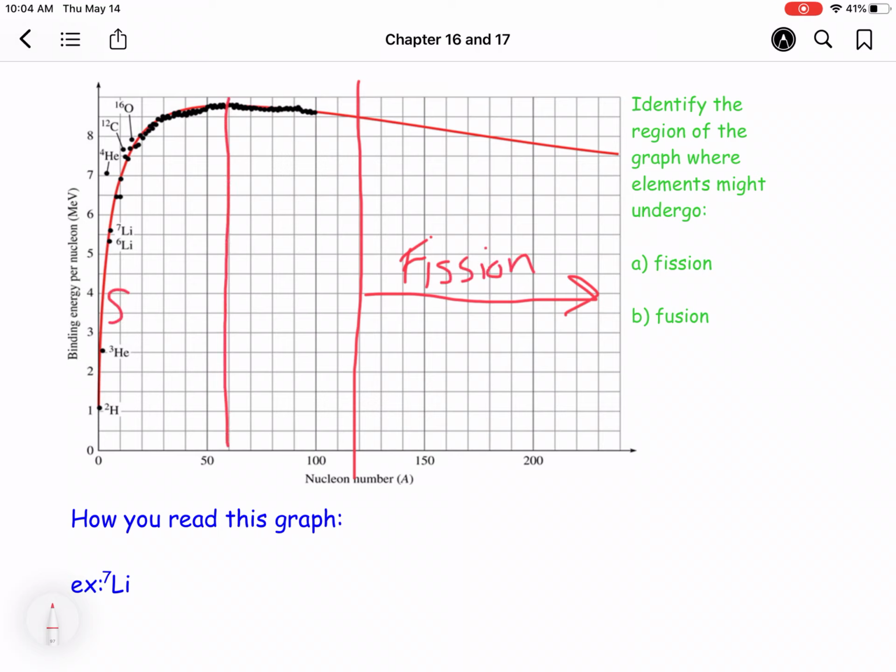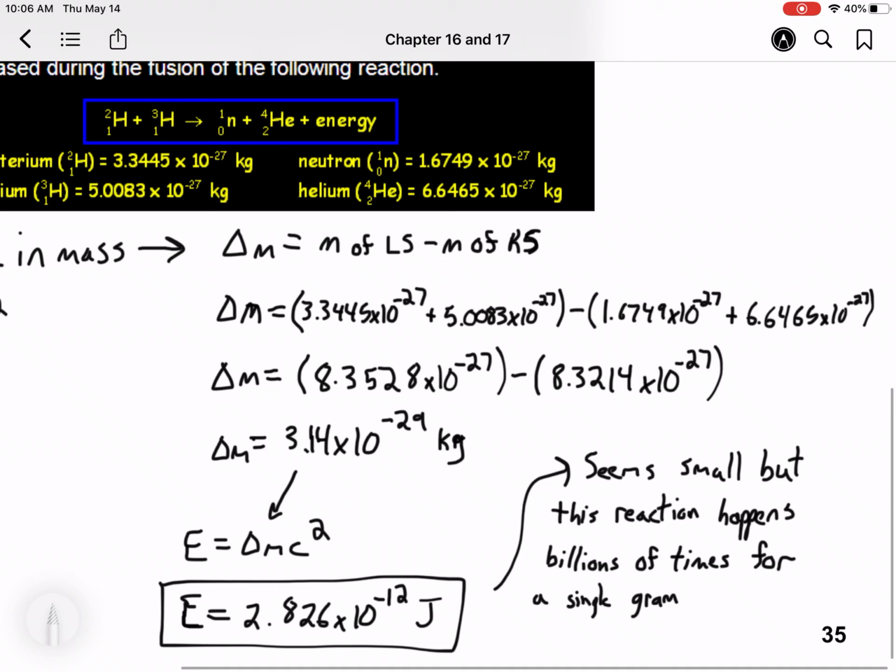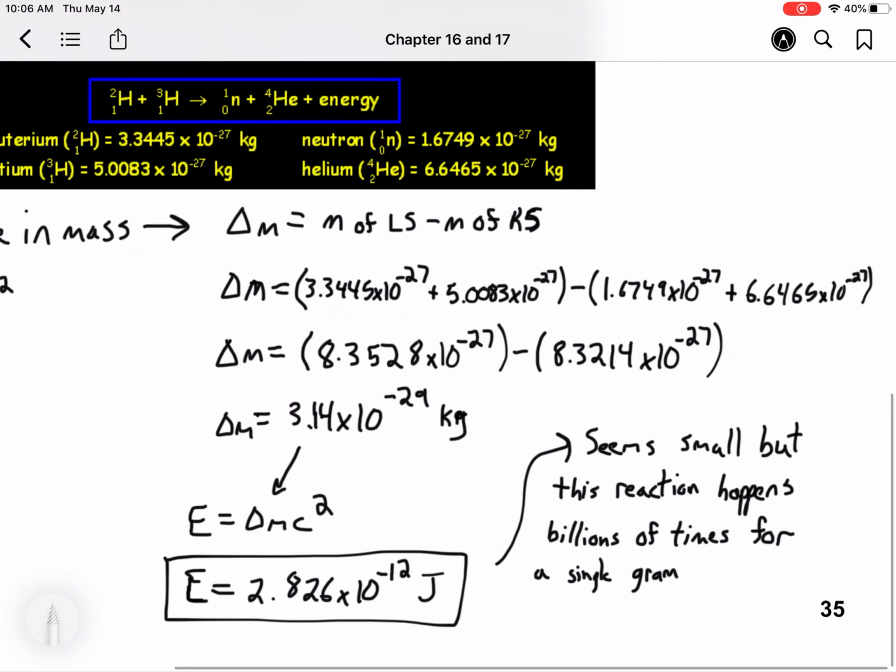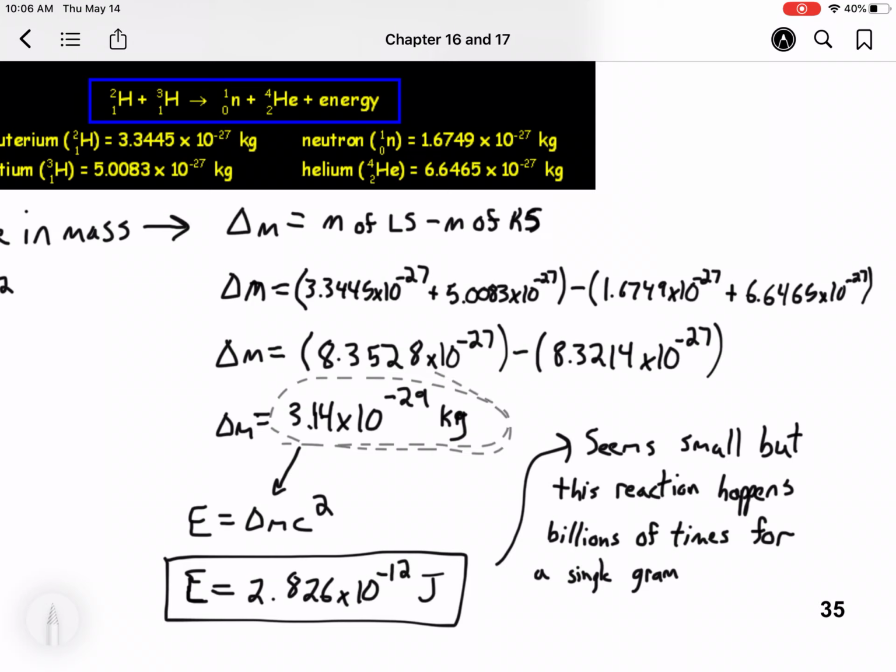Okay, so this is basically one fusion reaction, right? In order to find the energy of a fusion reaction, you have to find the change in mass, and then use E equals mc squared to solve it. The change in mass is going to be the mass of the left side minus the mass of the right side. So I did the left side, which is our deuterium and tritium, then I did the mass of the right side, which is our neutron and helium. I subtracted them, and my change in mass, the difference in the binding energy, is 3.14 times 10 to the negative 29 kilograms. Use E equals mc squared, and I get 2.826 times 10 to the negative 12 joules.